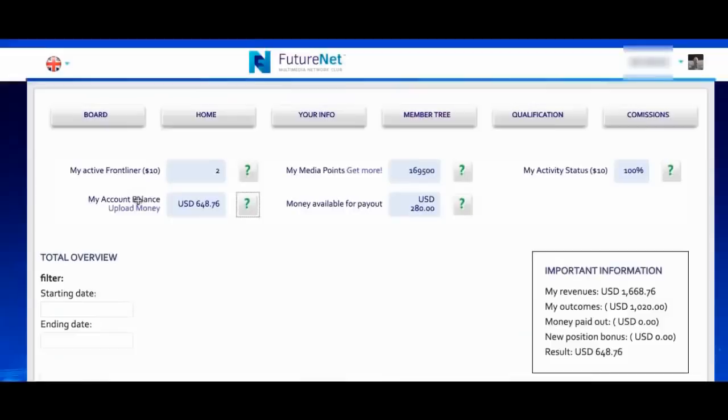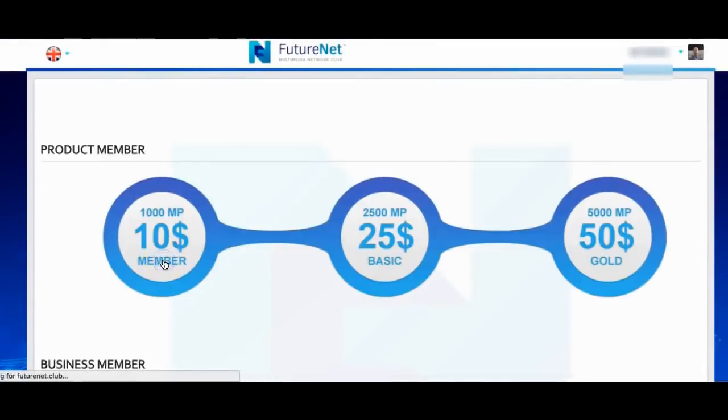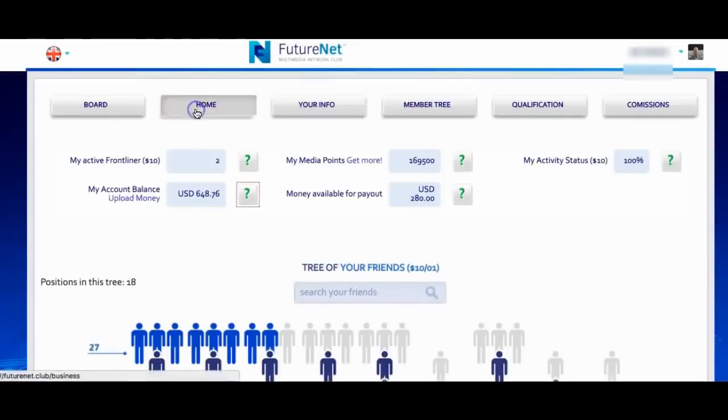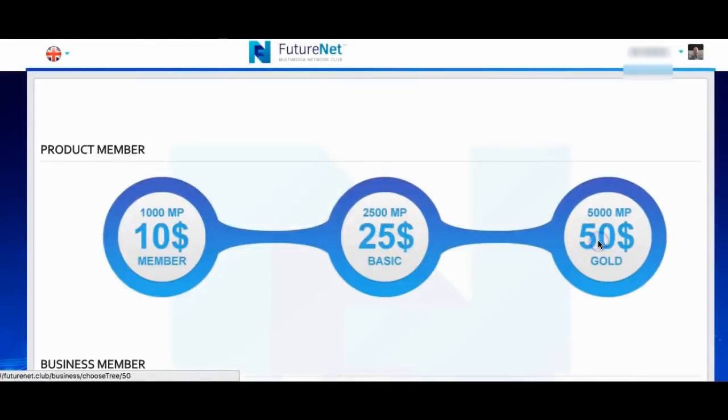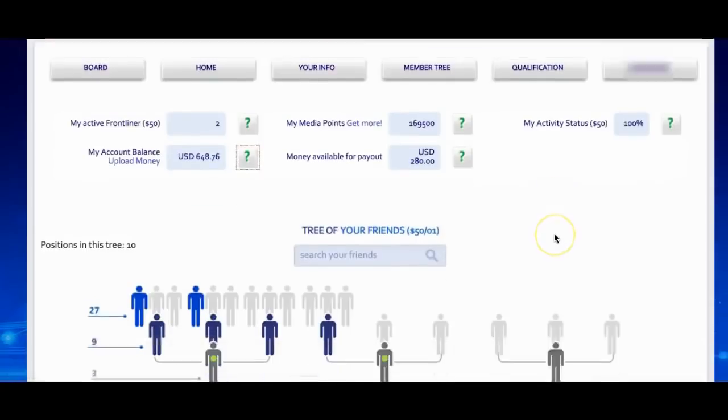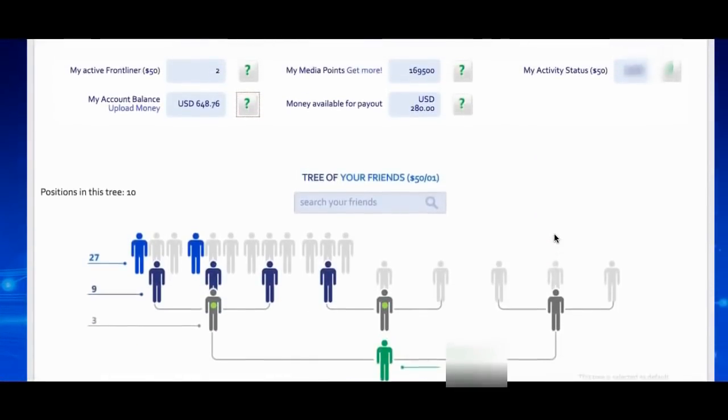So how does the auto placement work? Let's go back to the home side here and take a matrix. Actually, I'm going to take a different one. I'm going to take the $50 matrix because that should be emptier than the other one. Okay, fine. So here's the $50 matrix. Let's take this one as an example.